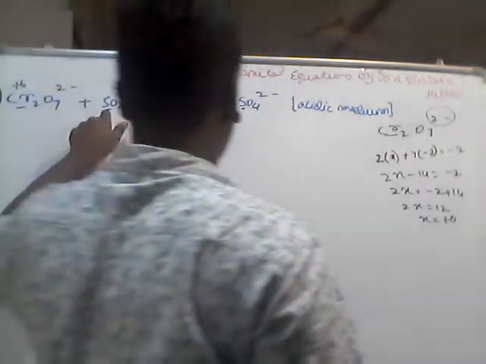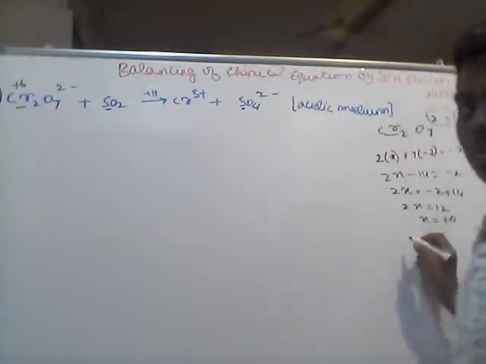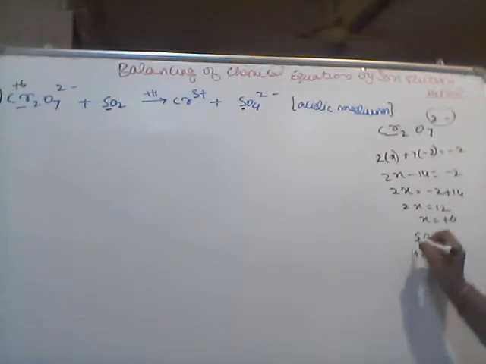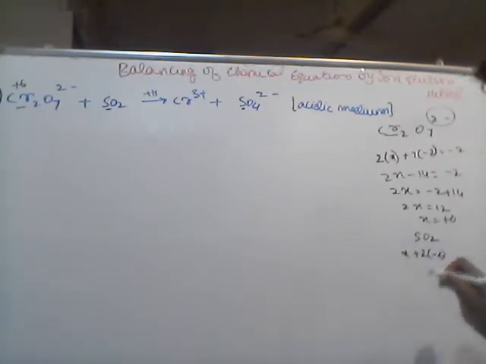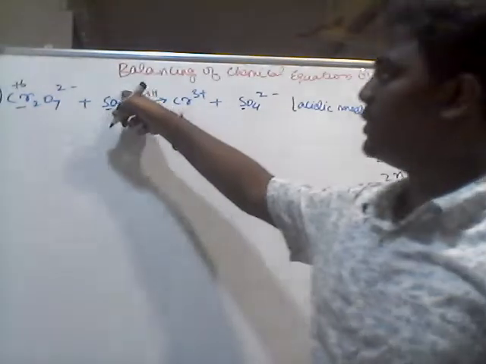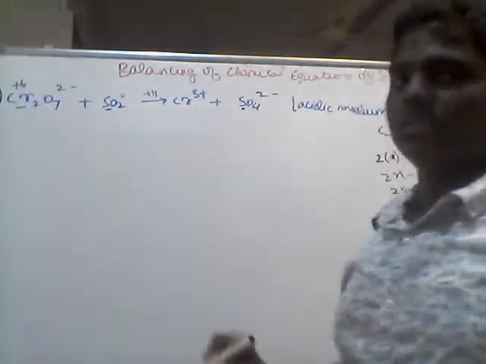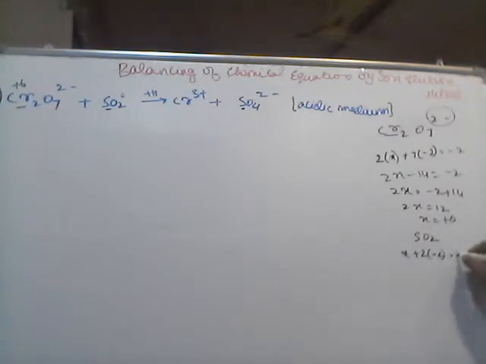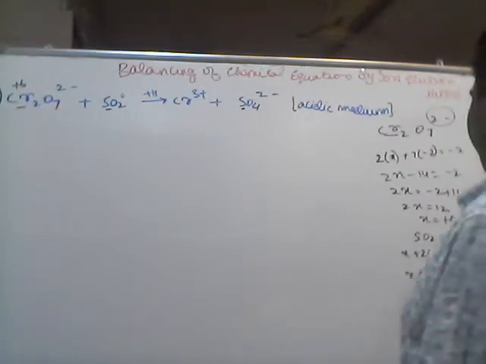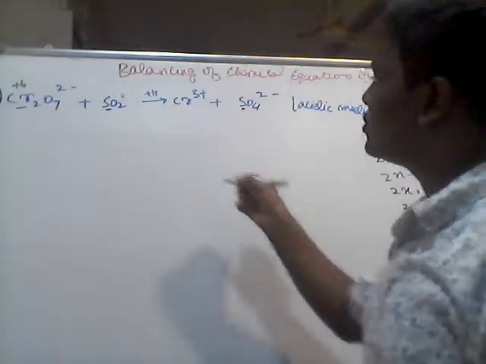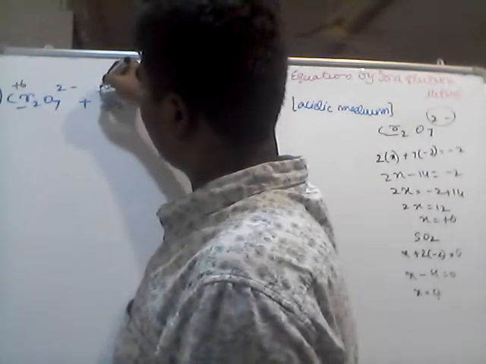Next, coming to sulfur in SO2. Here also, oxygen is minus 2, so minus 2 into 2, plus only 1 sulfur, x, equals the total charge, which we imagine as 0 since none is given. Again with simple algebraic simplification, you get the sulfur charge as plus 4.